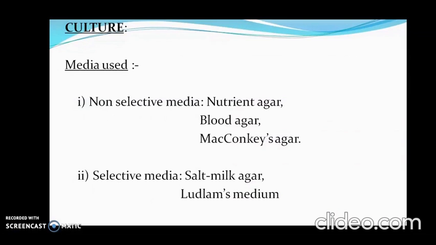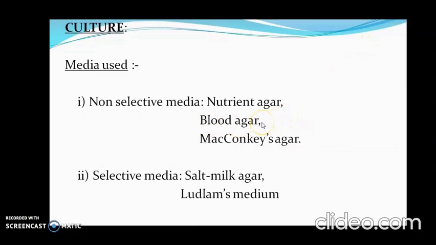Coming to the cultural characteristics of Staphylococcus aureus, they grow readily in ordinary media with a temperature range of 10 to 42 degrees Celsius, and the optimum temperature is usually 37 degrees Celsius and pH is 7.4 to 7.6. On nutrient agar, after incubation for 24 hours, the colonies are large, circular, convex, smooth, shiny, opaque and easily emulsifiable. Most of the strains will produce a golden yellow pigment in nutrient agar.